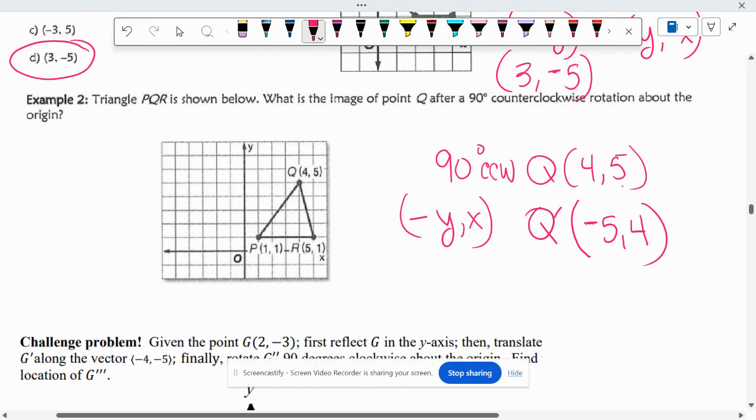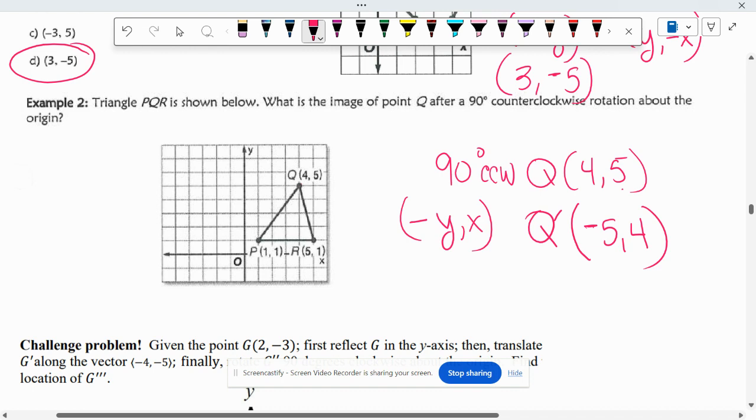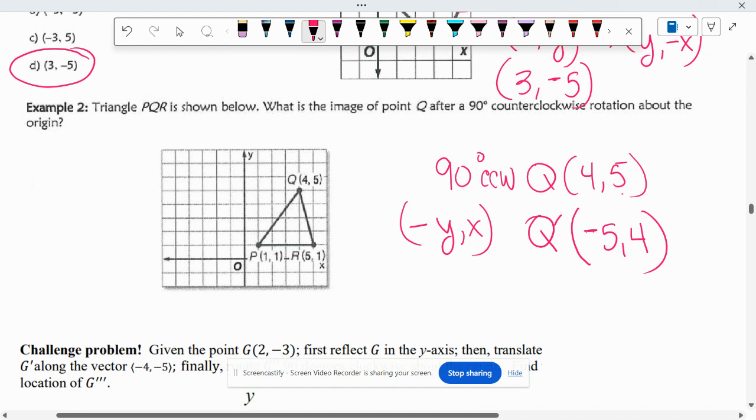Why do we write it as like y negative? For this one, it says y first and then x. Why don't we just write it down in order so we don't have to think like x and then negative? Because ordered pairs come (x, y), right?